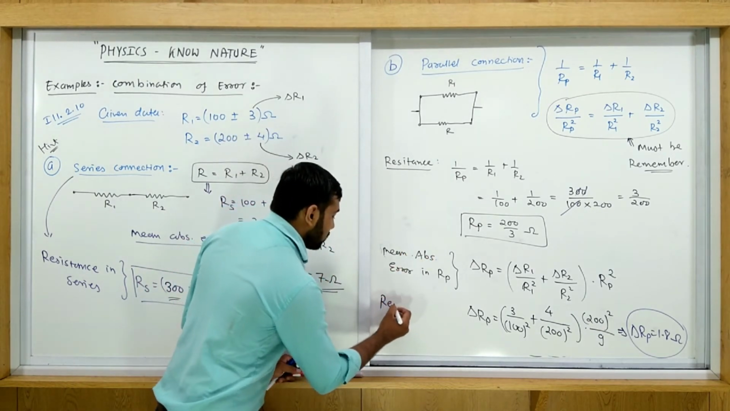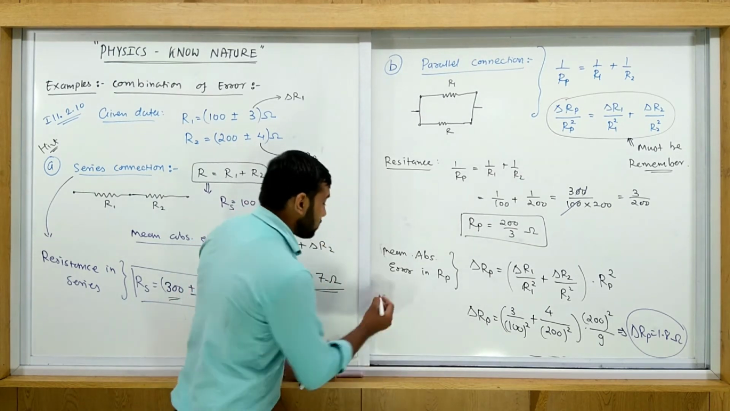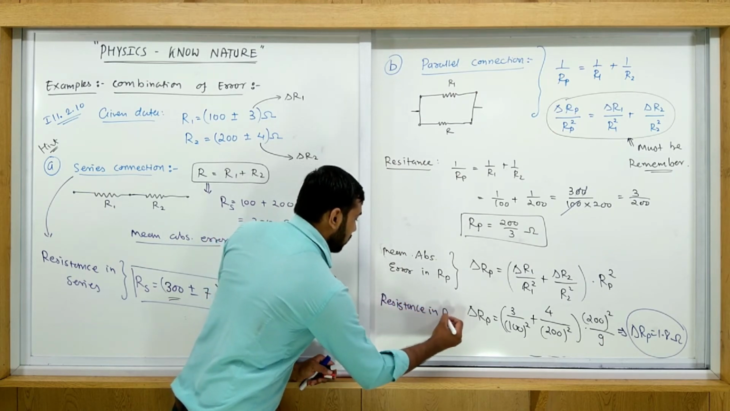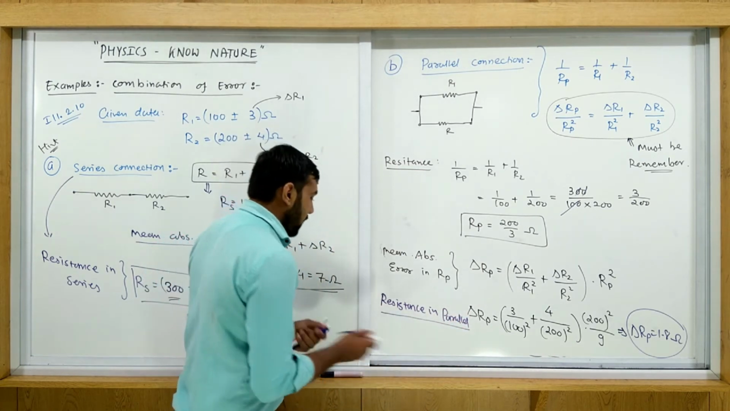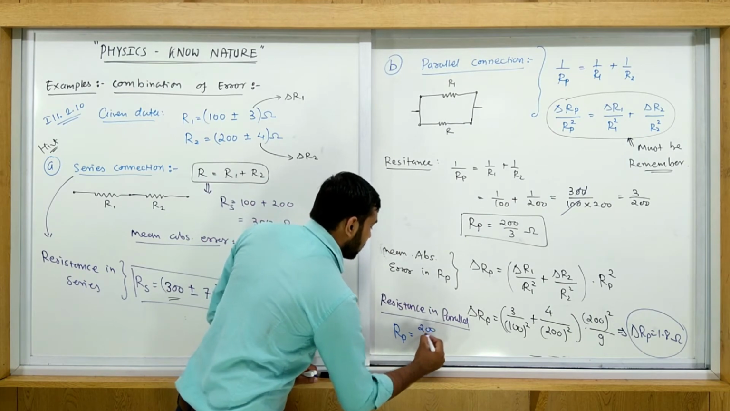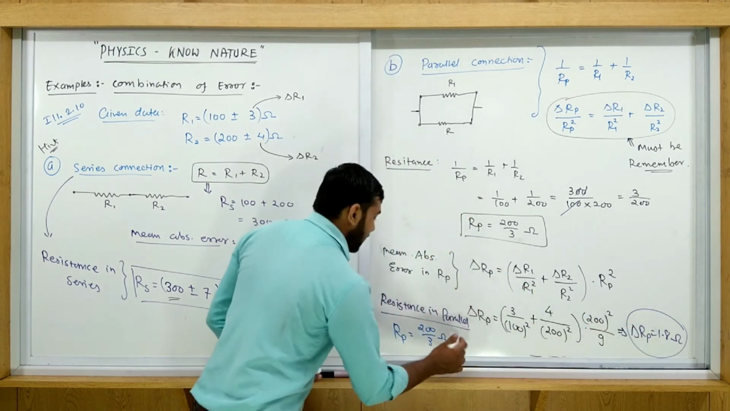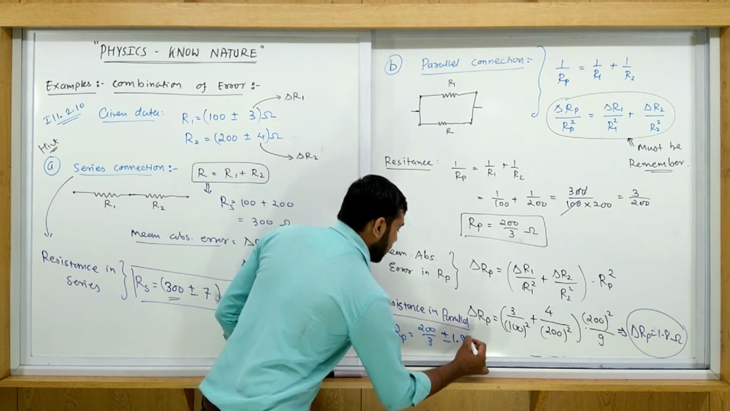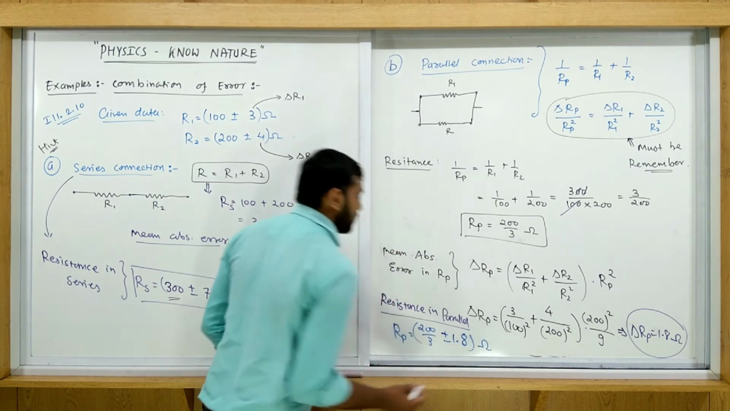So the resultant resistance, meaning resistance in parallel, exactly like this. So R parallel is equal to the mean value 200 upon 3 ohm plus or minus the delta value 1.8 ohm. This is our answer.